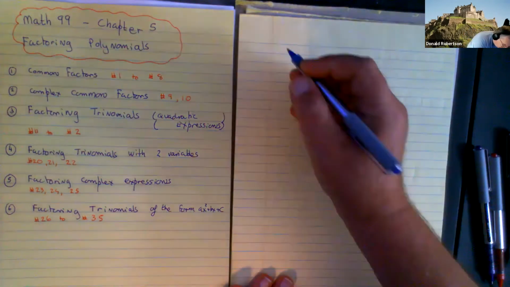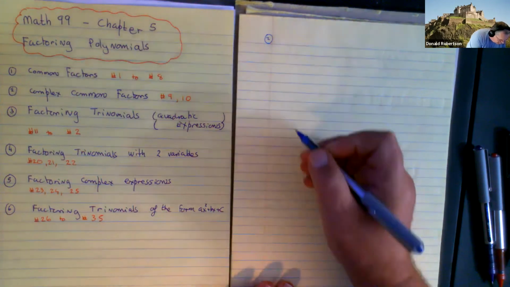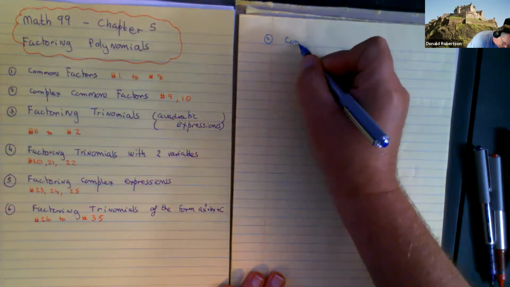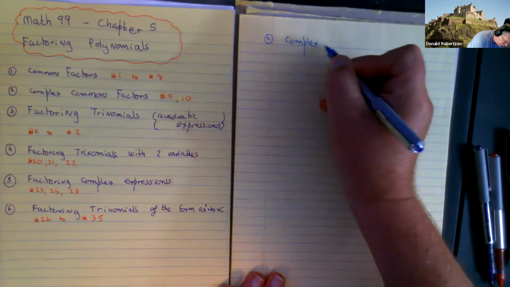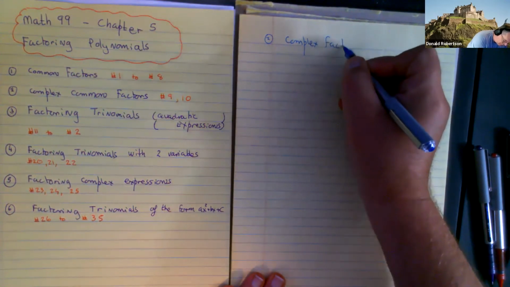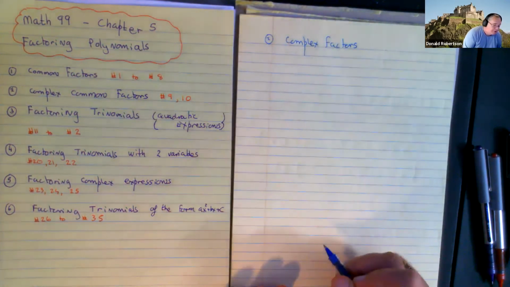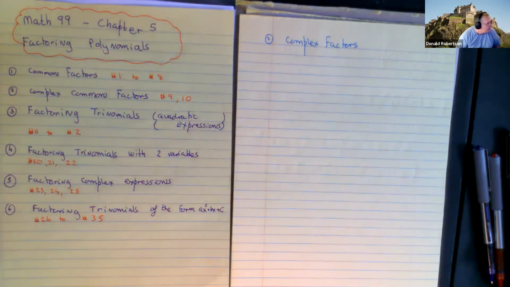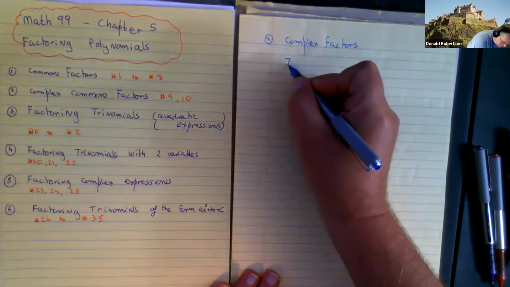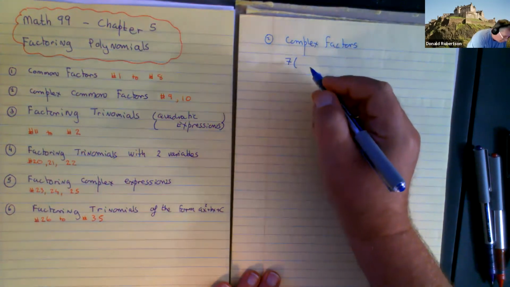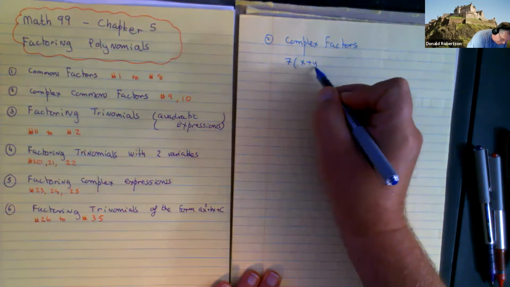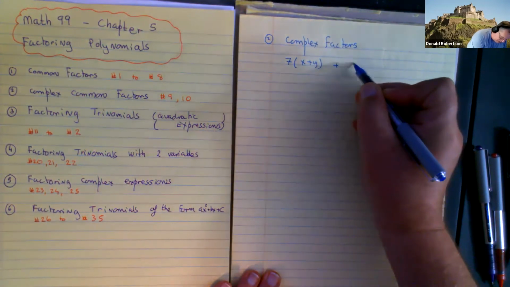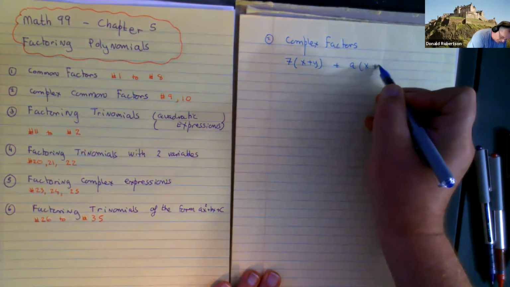I'm now going to move on to number 2, which are complex factors. And there are only 2 examples of this. They are still common factors, but they're not very obvious ones. They're not very straightforward. And so the 2 questions that do that are questions 7 and then eventually question 10. So here is question 7. 7 lots of x add y plus a lots of x add y.